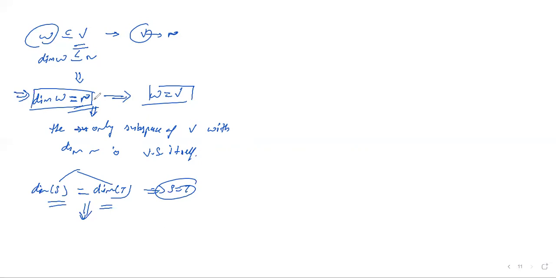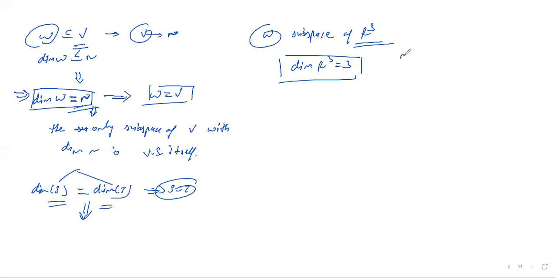Okay. Now let's consider that W is a subspace of R cube. This is our vector space R cube, and the dimension of this vector space is 3. Now the possible dimensions of this subspace can be 0, 1, 2, 3. These are the possible dimensions for the subspace, because the dimension of W has to be less than or equal to n.